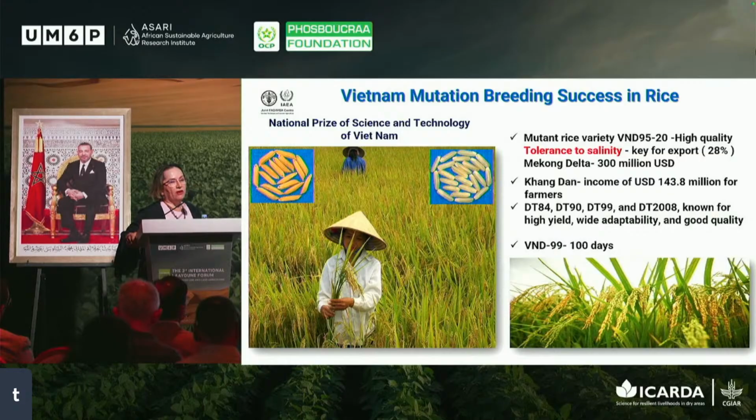Recently, they developed a variety, VN 9520, a high yielding, salinity tolerant variety. The breeder institution was also awarded because it increased their income. That is the reason. And Vietnam is a kind of icon for mutation breeding. Actually, they have more than 50 varieties, and most of them are cultivated by farmers. In terms of rice, mutant varieties are cultivated on 3.5 million hectares in Vietnam, and 1 million hectares is only this salinity tolerant variety.